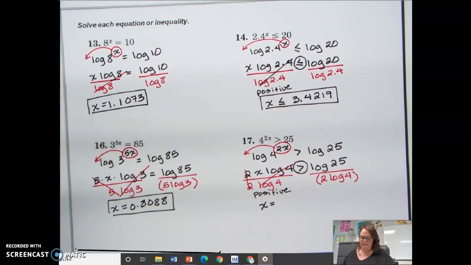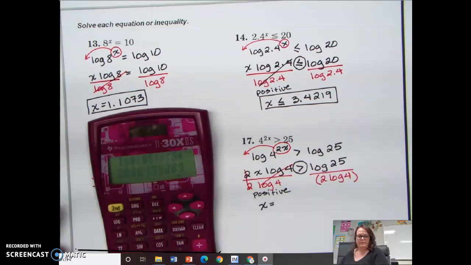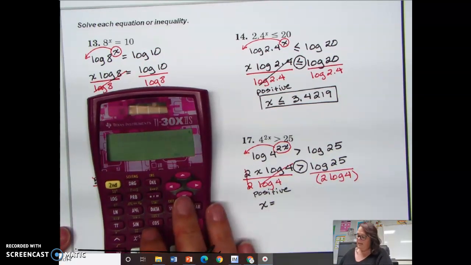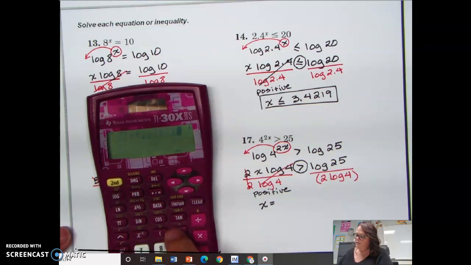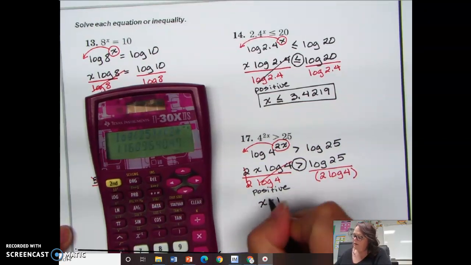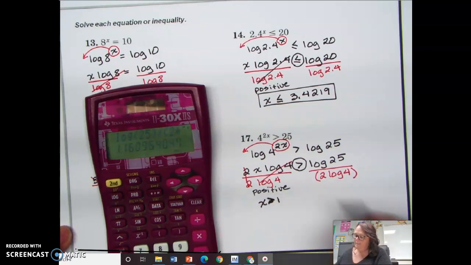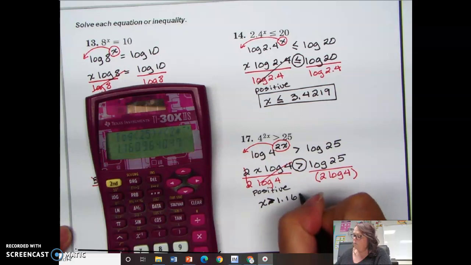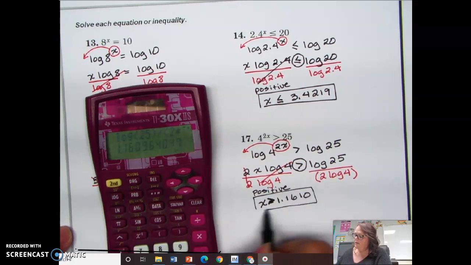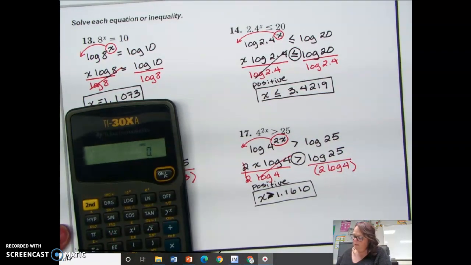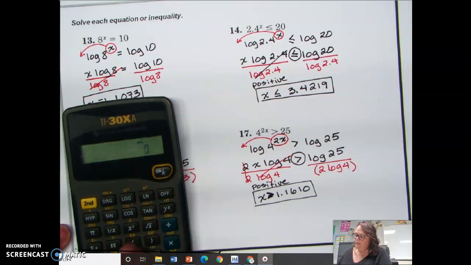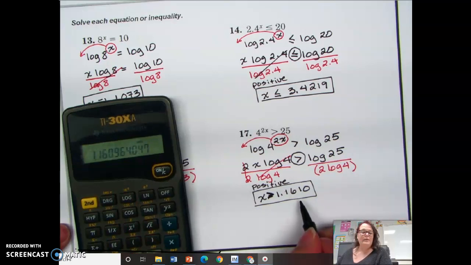So now I'm going to say x is greater than, sorry, this should say greater than, not equal. So on the forward calculator, we're going to say the log of 25, close the parenthesis, divided by parenthesis 2 times the log of 4, close it, and we get 1.1610 when I round that up. So let's see if we get that same value out of my backwards calculator. So we're going to do 25 log divided by parenthesis 2 times 4 log, close it, and equals, and we get the same value.